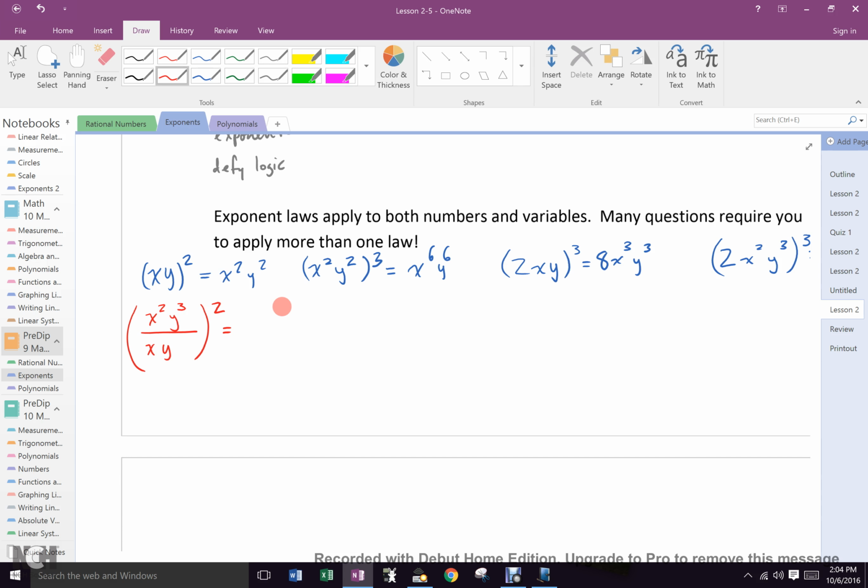X squared y to the 4th is correct. Why? How did you do it? I did first the square into everything. So this is what Sam did. I'm not saying it's right or wrong. He ended up with the right answer. He took this 2 to everything inside. So he got x to the 4, y to the 6, over x squared, y squared, and then did x squared, y to the 4. Right? Everybody cool?